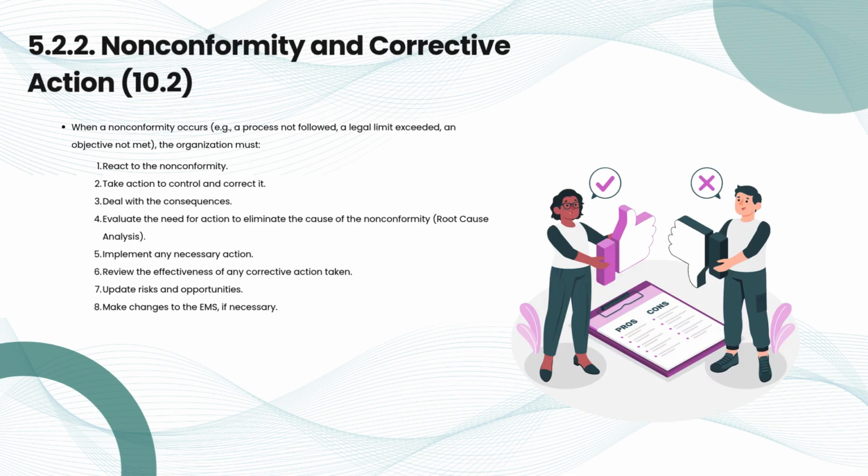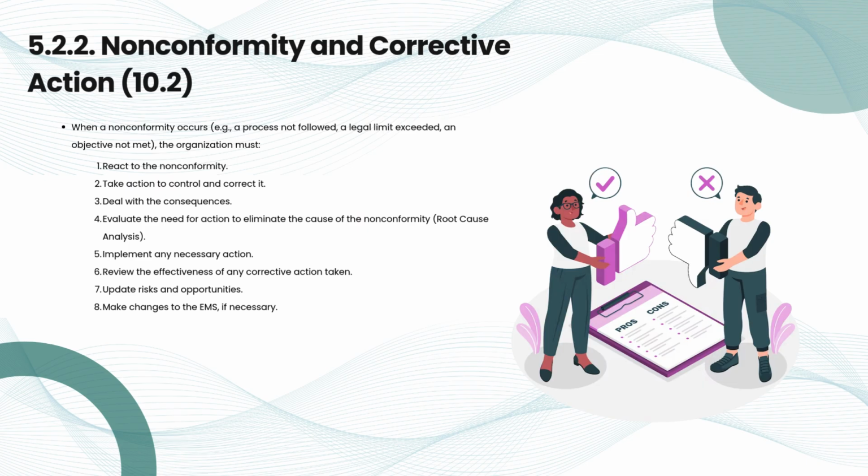This is about what happens when things don't go as planned. A nonconformity is simply a failure to meet a requirement. It could be a procedure not followed, a legal limit exceeded, or an objective not met. When a nonconformity occurs, the organization must react to it immediately. Take action to control and correct it. Stop the problem. Deal with the consequences. Clean up any spills, for example. Then, crucially, evaluate the need for action to eliminate the cause of the nonconformity.